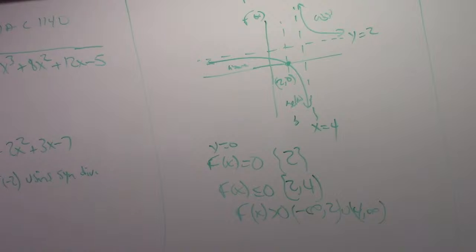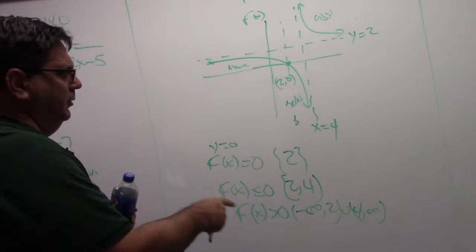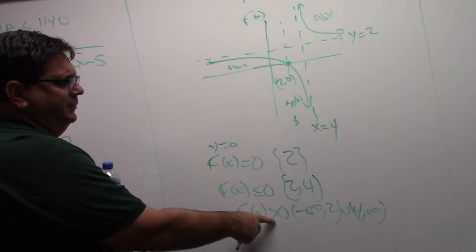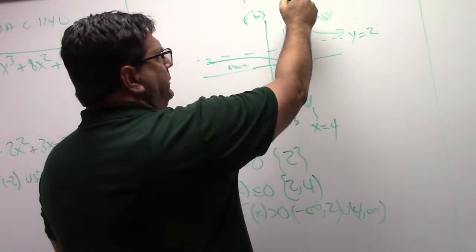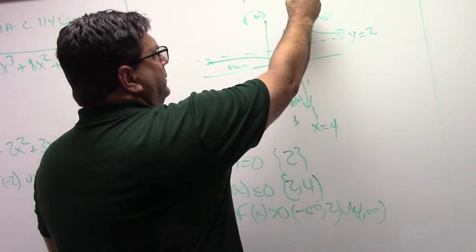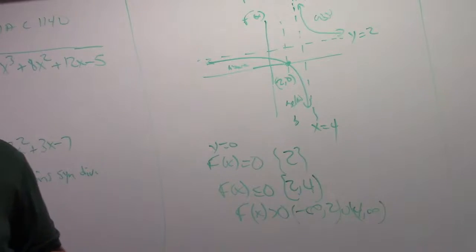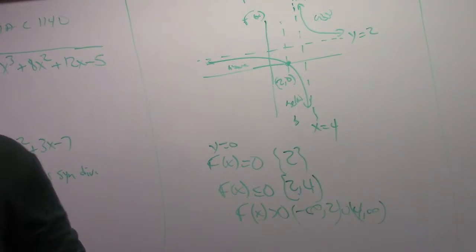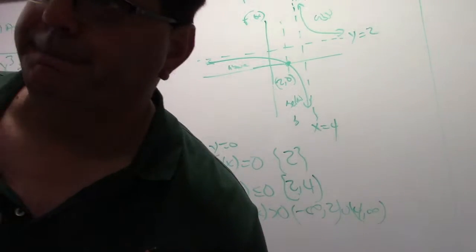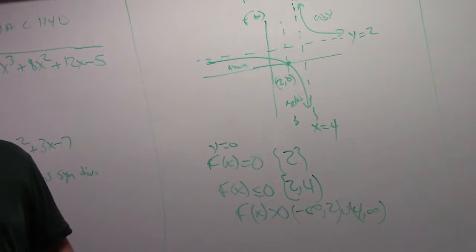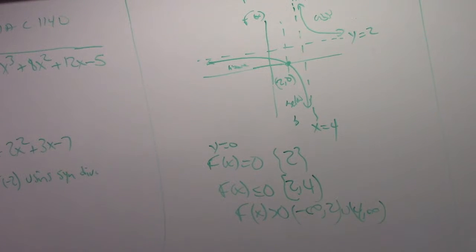Where did you get 4 then? We're looking for it being above the axis, yes? This part, which is x equals 4, this part is above the axis, yes? So that's 4 to infinity. All right? Questions, comments, concerns?